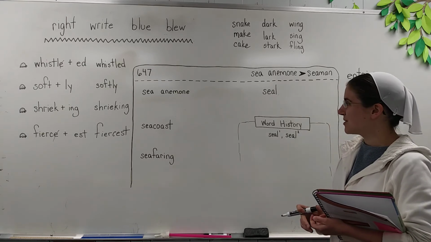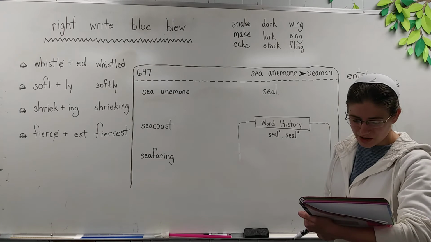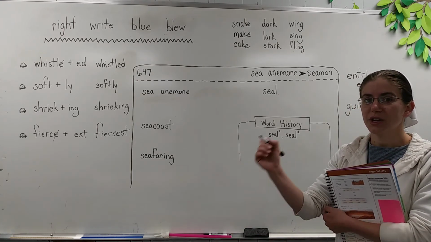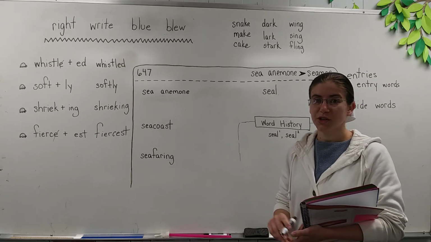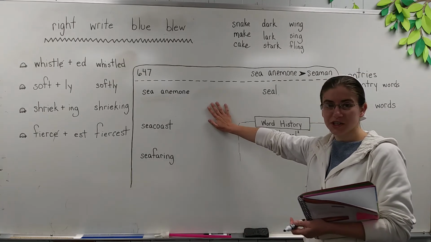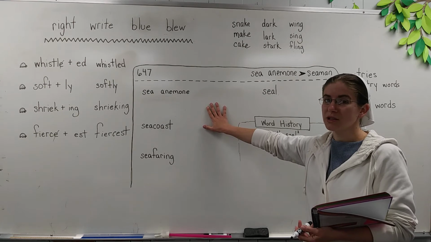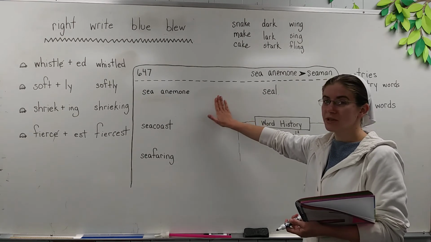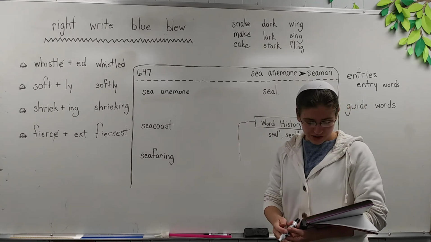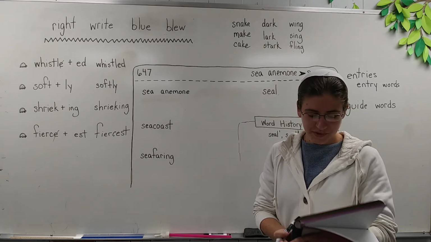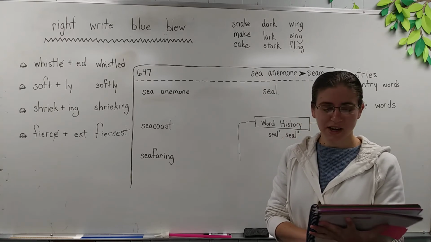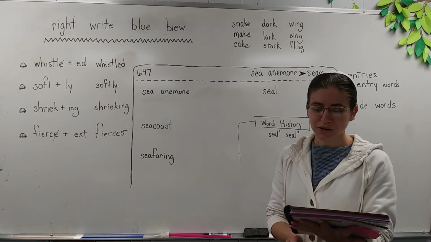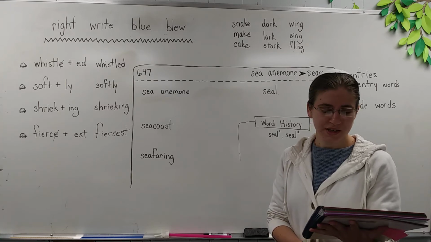Okay, so for numbers 1, 2, and 3 on page 313, we're going to go through and answer some questions using our dictionary page. So you might need to look in your book to find some of these answers because I don't have everything written up here. So let's go to number 1, and here are the directions. Look at the above dictionary page. Mark the circle next to the correct answers.